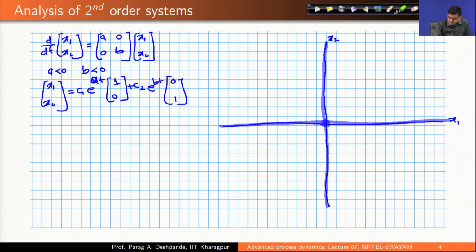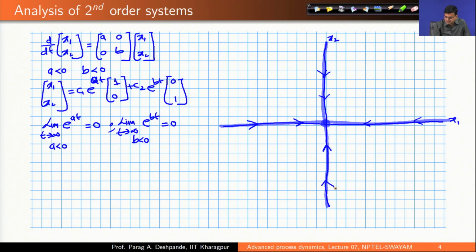This point is the equilibrium solution, and now the question is what happens as t tends to infinity. e to the power a t when a is less than 0 is equal to 0, and similarly, limit t tends to infinity e to the power b t when b is less than 0 is also 0, which means that both the axes x1 and x2 are stable axes, and I can draw the arrows like this. They are all converging to (0, 0).